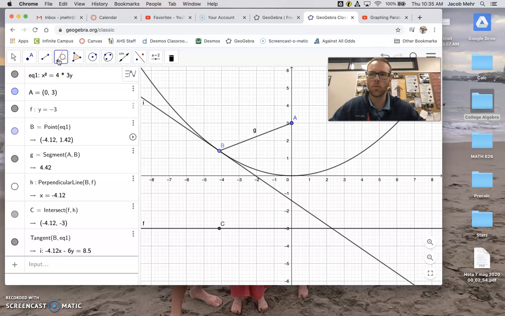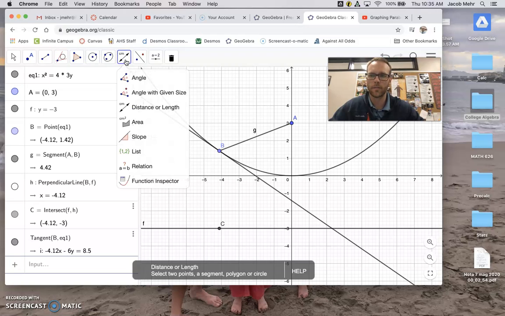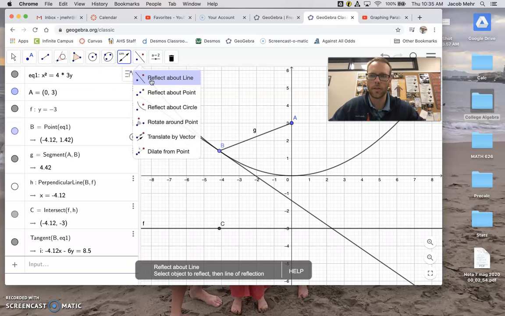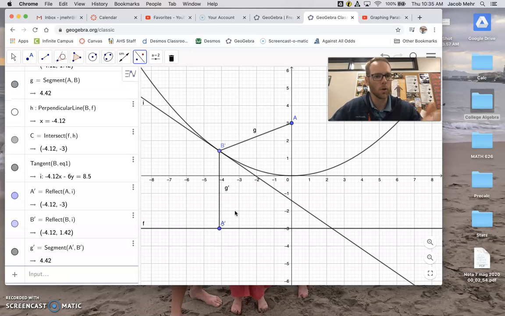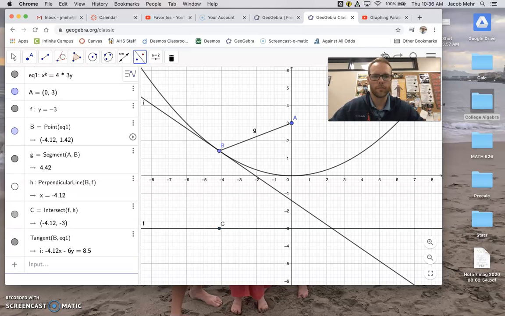And I am going to reflect, where's my reflection tool? There it is. Reflect this segment about this line. And notice it is that perpendicular segment. It's the same one, isn't it? So that's kind of neat that these two segments are reflections of each other. Very cool.